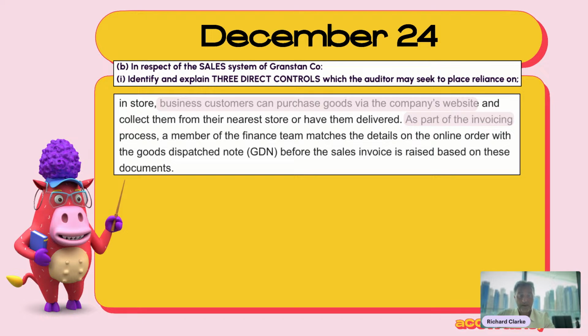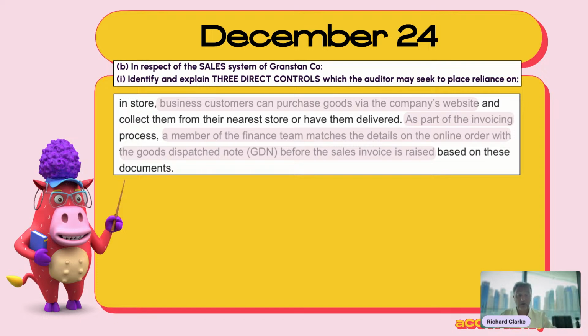And what will happen then, as part of the sales invoicing process, is that a member of the finance team matches the details of the online order. The online order comes from the website and says, I've ordered a bottle of water. So we're going to see an online order with a bottle of water, and we're going to check it to the goods dispatch note.